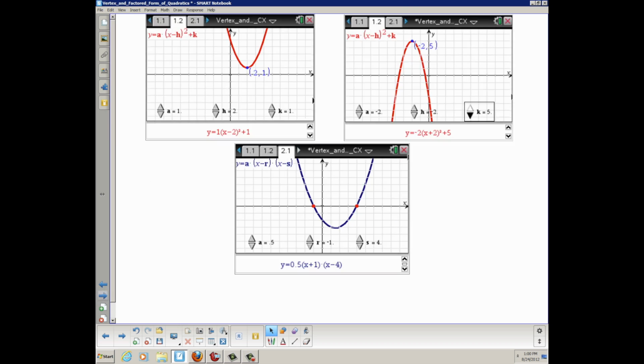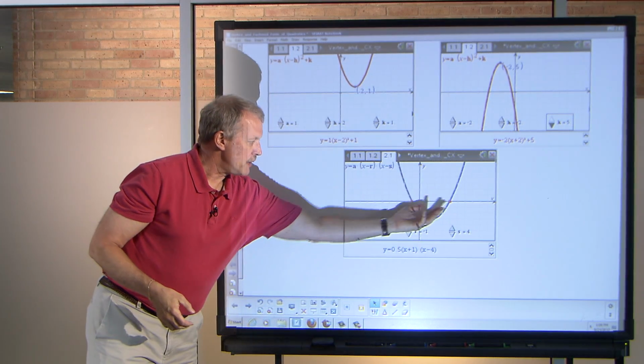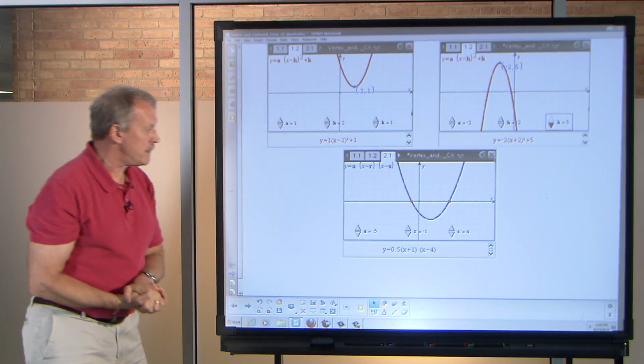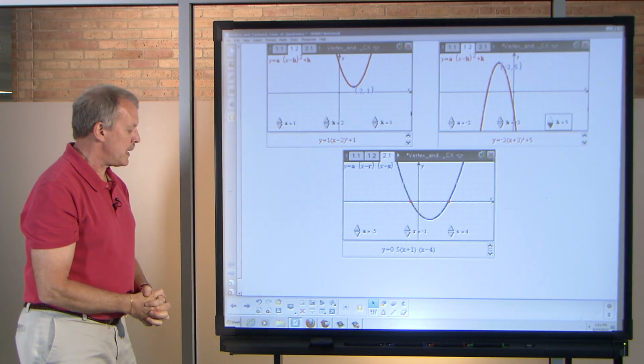Here again, just some screenshots here, how powerful this is as a teaching tool, showing the vertex in the top two, showing the zeros of the quadratic right there, and how it opens wide, narrow, whatever.